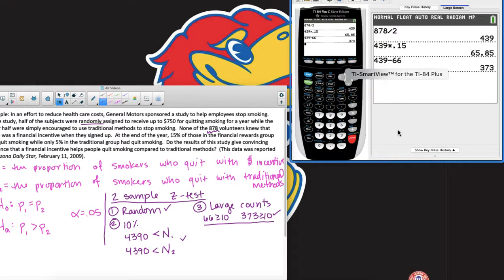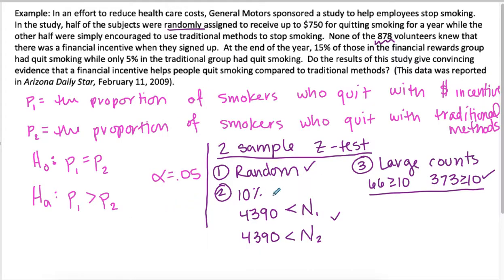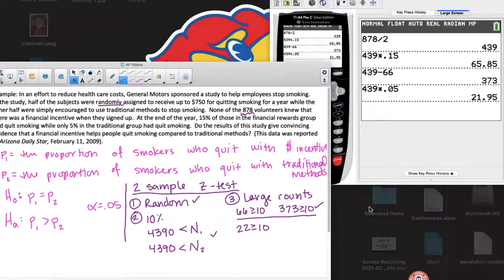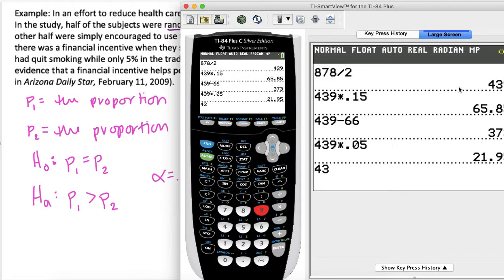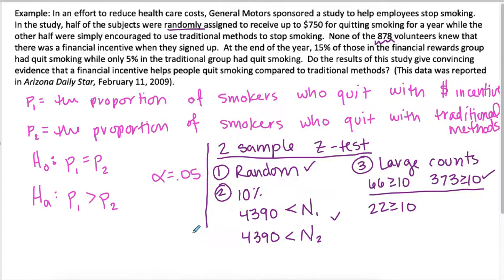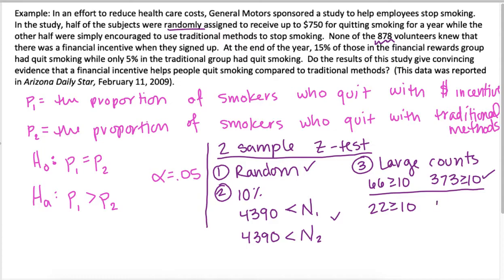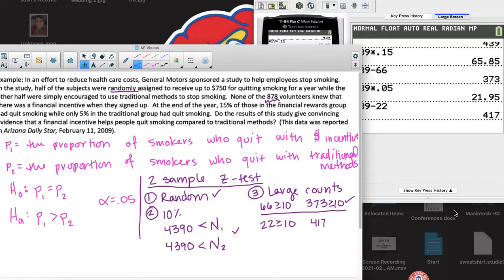We had 439 and 5% of those. So 439 times 5%, 22 in the non-incentive group quit smoking. And if we subtract that from 439, we had 417 that did not quit. So total in this study, we only had 88 people that were actually able to quit smoking.